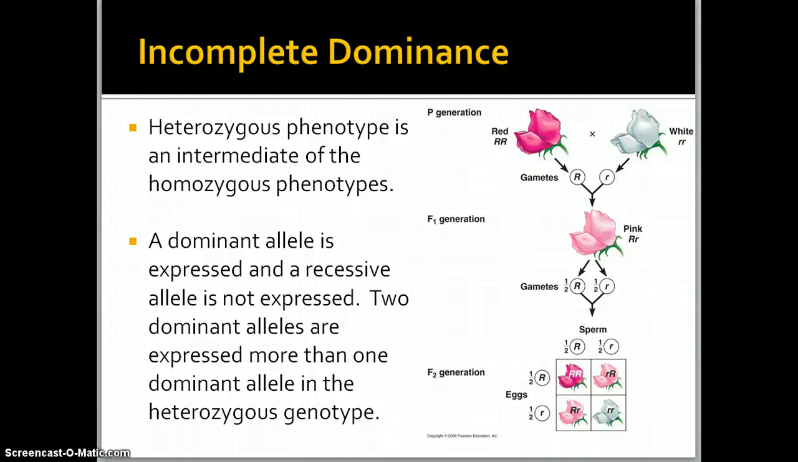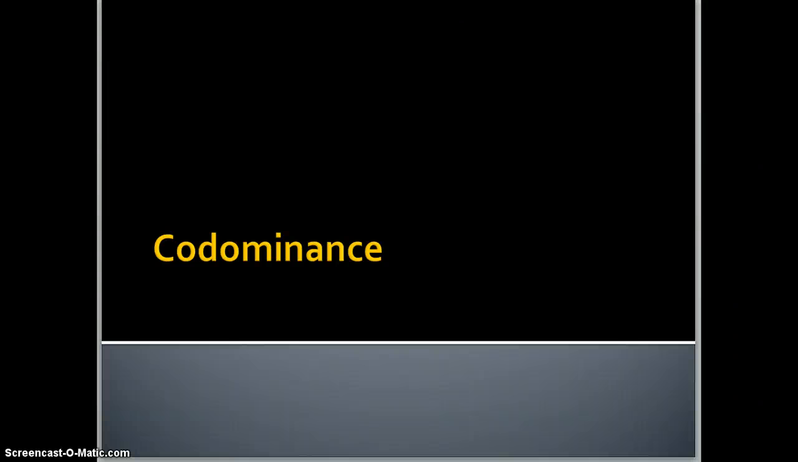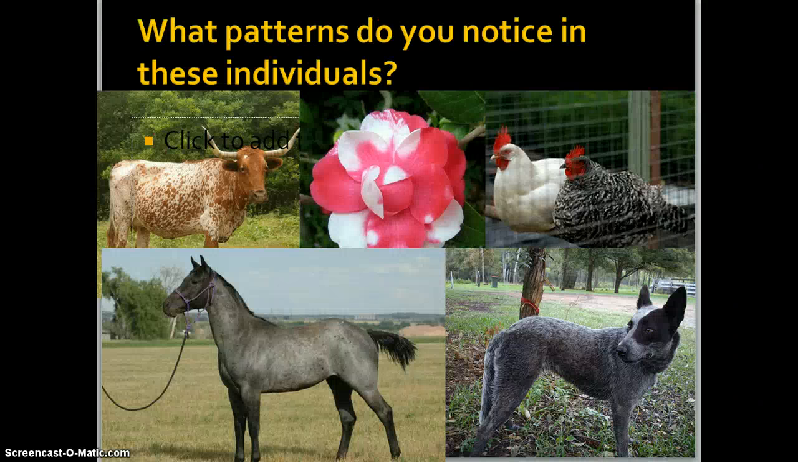Okay. The next thing I want to talk about is codominance. So codominance is another interesting pattern. When you're looking at these individuals, what patterns do you notice? Okay, what you should be seeing is that these individuals are expressing two different colors simultaneously.